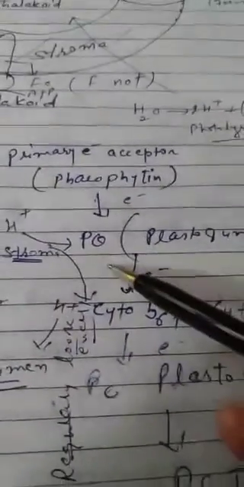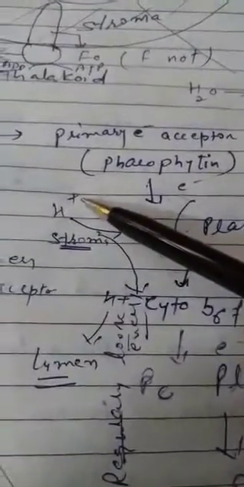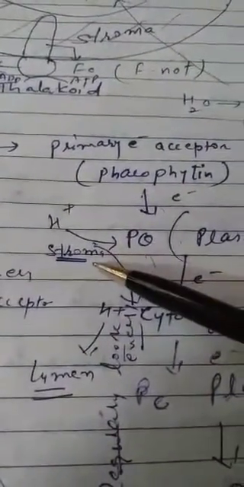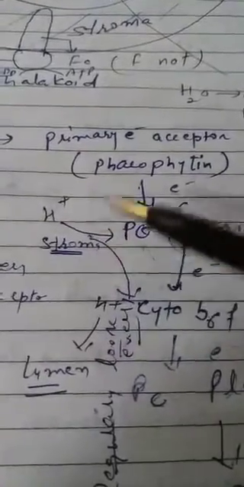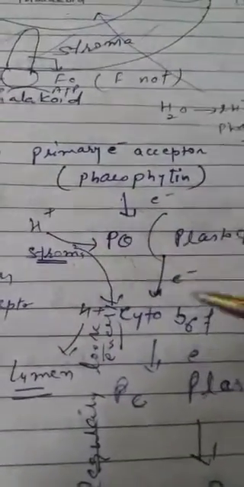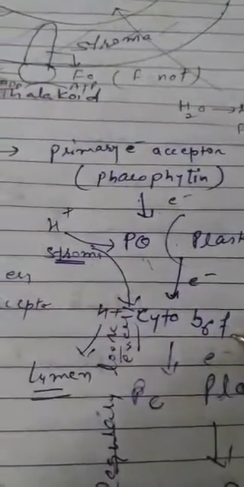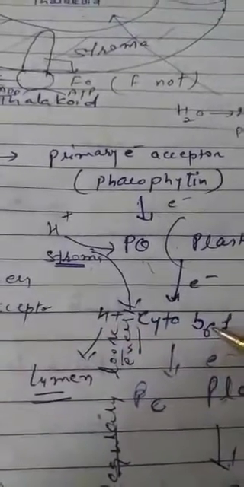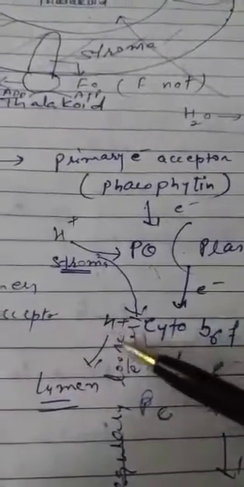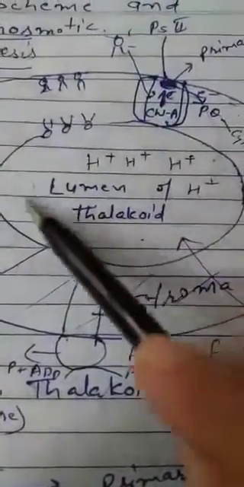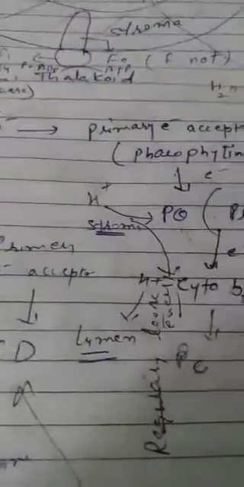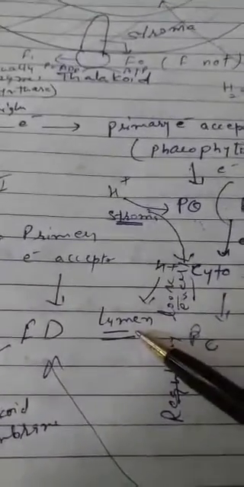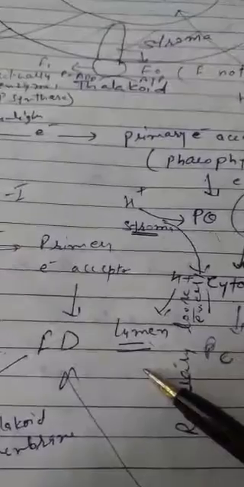Now, this plastoquinone will get H positive ions from the stroma. Stroma means outside the granum or thylakoid, the extra structure of the chloroplast. Then this hydrogen ion is given to the cytochrome. And then this H positive ion, which is carried by the cytochrome, is given back into the lumen. Lumen means this part. It is entered into that, because we are filling H positive ions in the lumen of the thylakoid.